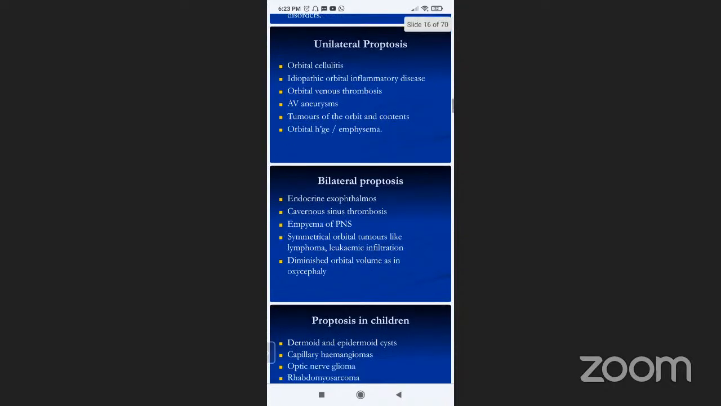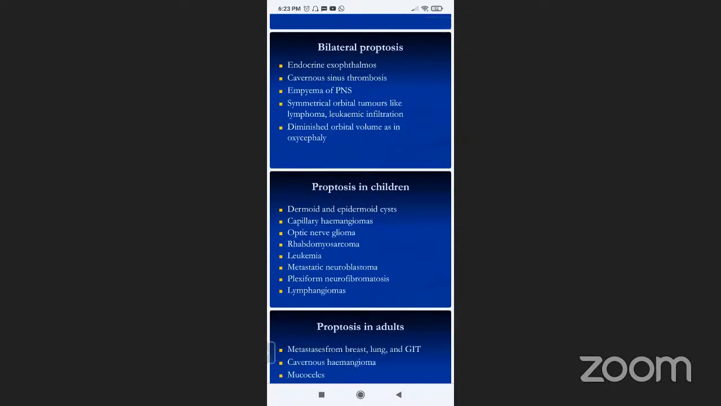Then coming to causes of proptosis in children. The causes vary in children and adults. In children, common causes for proptosis are tumors occurring in children. They are different from tumors affecting adults. That is, congenital tumors, hereditary tumors, like dermoid, epidermoid cyst, then capillary hemangiomas, optic nerve glioma, rhabdomyosarcoma, leukemic infiltrates, metastatic neuroblastoma, plexiform neurofibromatosis, and lymphangiomas. So these are the causes for proptosis in children.